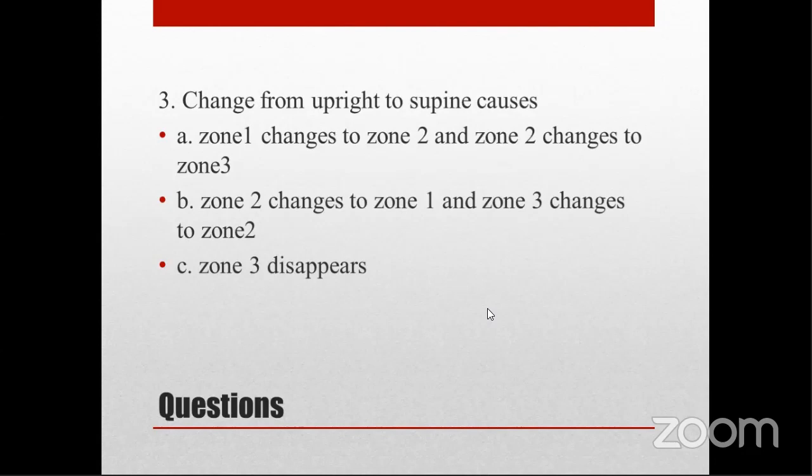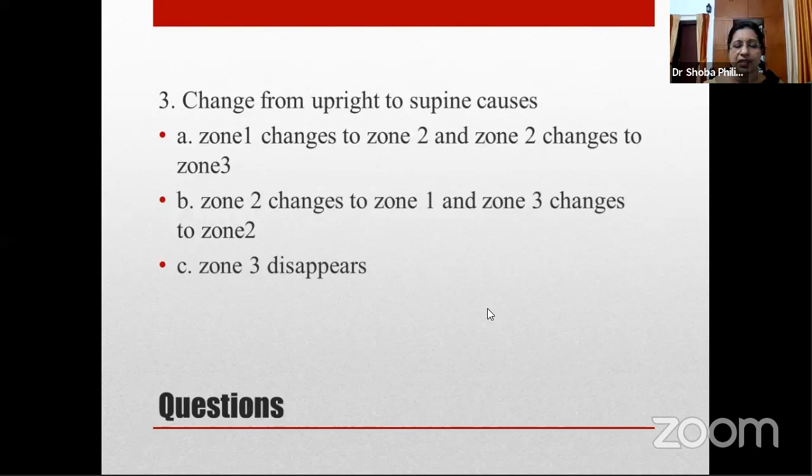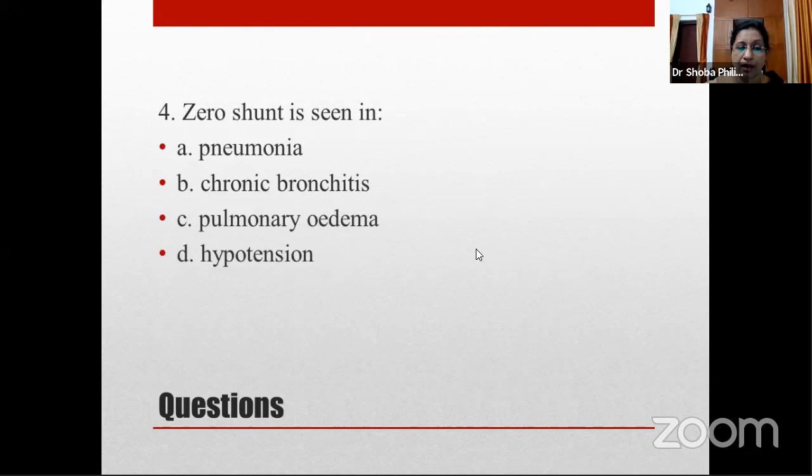So this is the response, ma'am. Yes, option A is the best answer. Zone 1 changes to 2 and zone 2 changes to 3. That is the best answer. We go to the next question. Zero shunt is seen in A, pneumonia, B, chronic bronchitis, C, pulmonary edema, and D, hypotension. Zero shunt. You have to choose the best answer. The poll window is there.